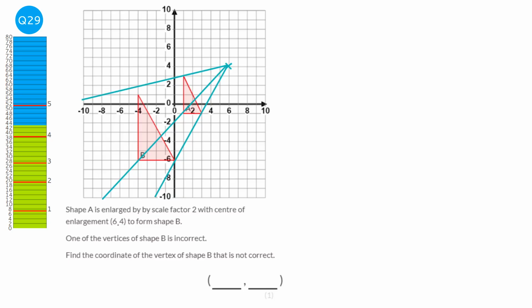So it says find the coordinate of the vertex of shape B that is not correct. So the coordinate is this one here. And so that would be -4, 1.